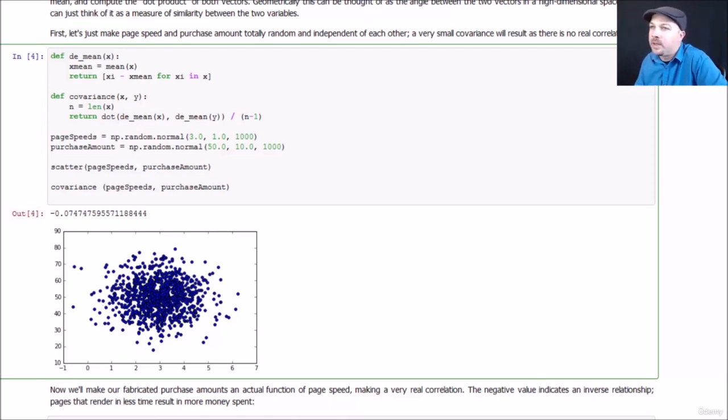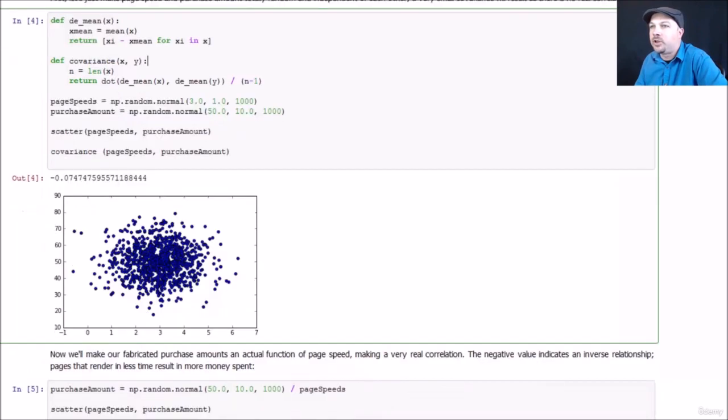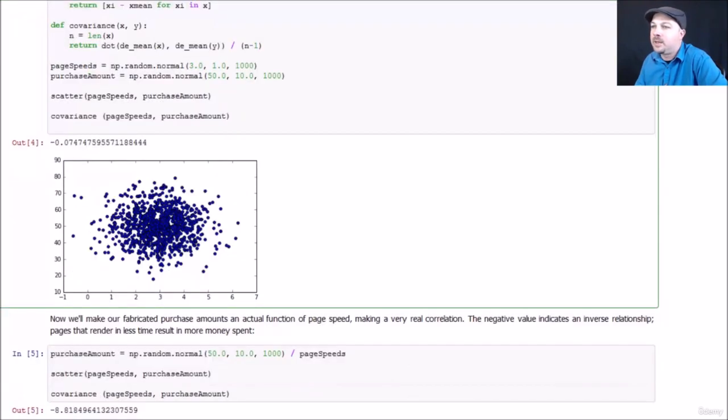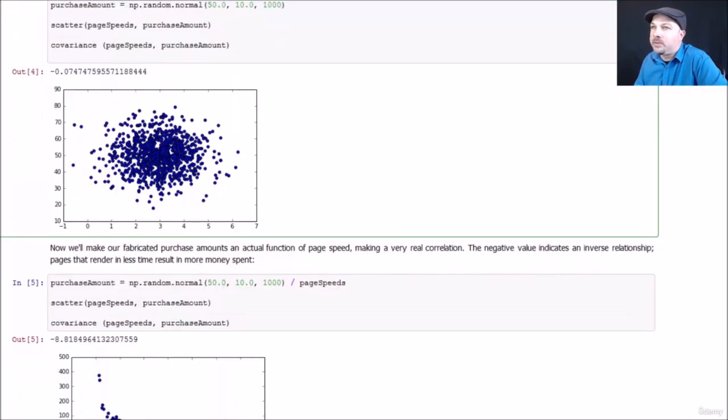And sure enough, if we compute the covariance in these two sets of attributes, we end up with a very small value, -0.07. So that's a very small covariance value, close to 0. That implies there's no real relationship between these two things. Now, let's make life a little bit more interesting.